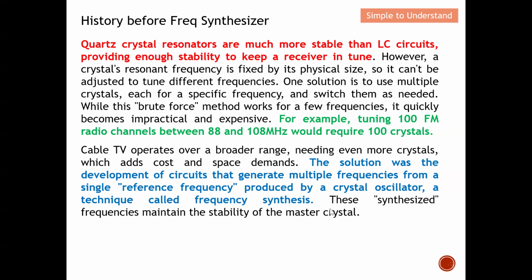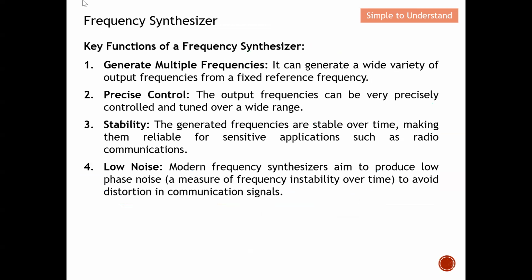So over here, as I mentioned earlier on, the key definition of a frequency synthesizer is that it is able to generate multiple frequencies from a reference frequency. So therefore, the frequency synthesizer provides many references for different clock signals, etc. What is the key function of a frequency synthesizer? These are 4 key things that they need in order to function.